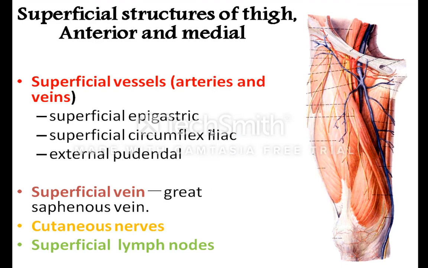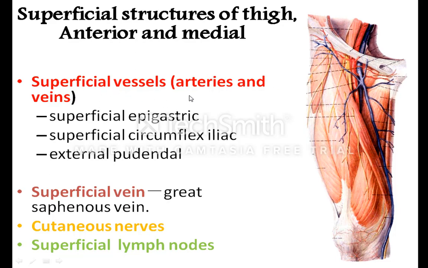So what about the superficial structures? If we remove the skin, we can see the superficial structures containing what? Superficial vessels, arteries and veins, the superficial great saphenous vein, cutaneous nerves, and the superficial lymph nodes.